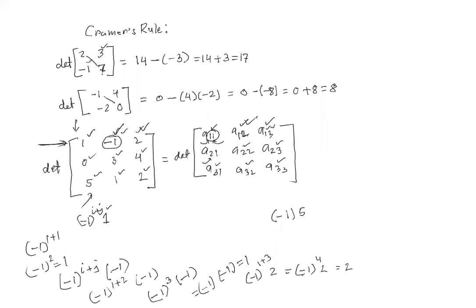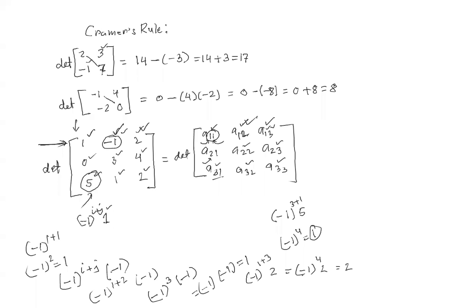What is it? What is the sign associated with the number 5? Is it A31? Yeah, a sub 3, 1, right? So it's going to be 3 plus 1, right? So negative 1 to the power 4, which is just 1, right? So it's positive, right? So the signs are typically positive or negative.